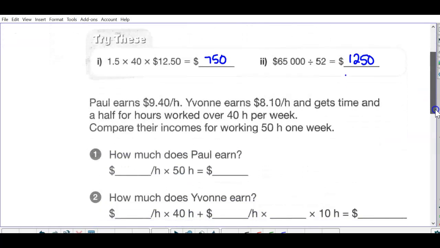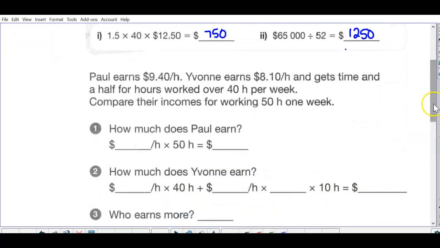Okay, so here's an actual example. Paul earns $9.40 per hour. Yvonne earns $8.10 per hour and gets time and a half for hours worked over 40 per week. Compare their incomes for working 50 hours 1 week. So again, remember these are pretty low hourly rates. This book was made a few years ago, and certainly Alberta is higher than some other provinces. But we're just going to use what's given.